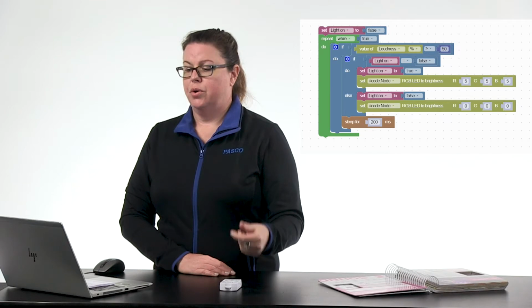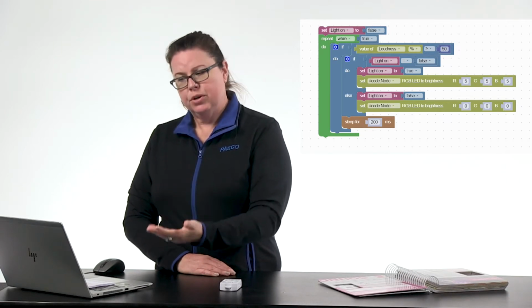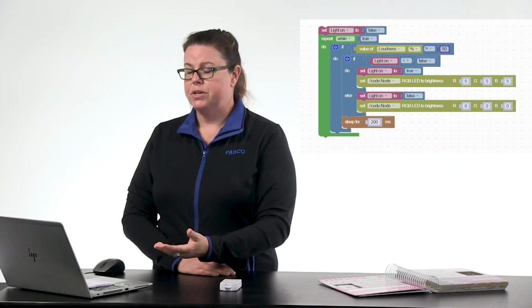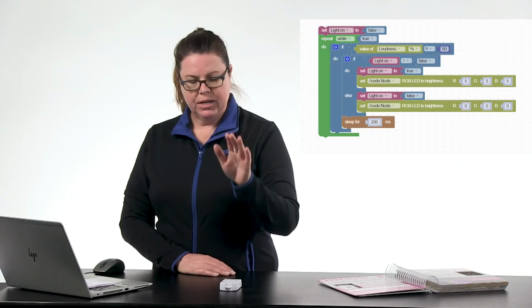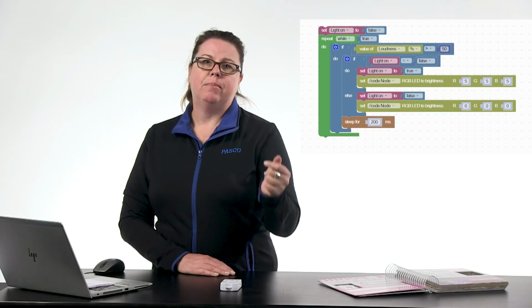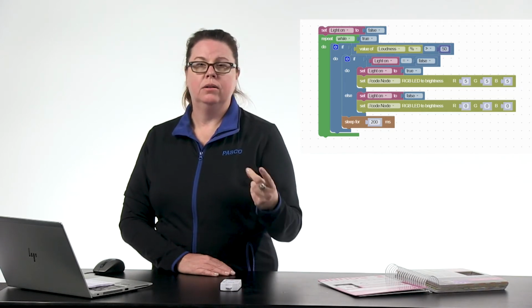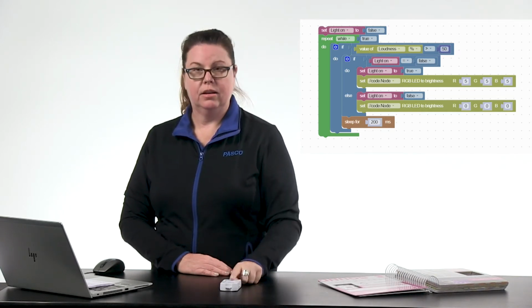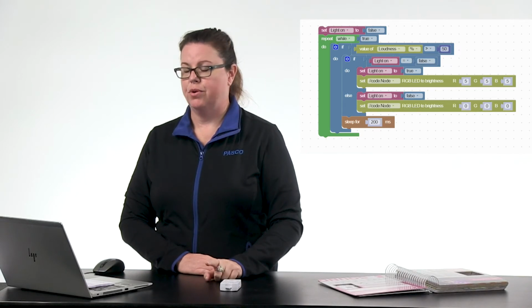So again, our program, it looks a little bit complicated. It's actually pretty simple once you dive in. We're telling it to start with the RGB LED light off. When I snap my fingers, it will come on. When I snap my fingers again, it'll go off. So let's see how this program works.